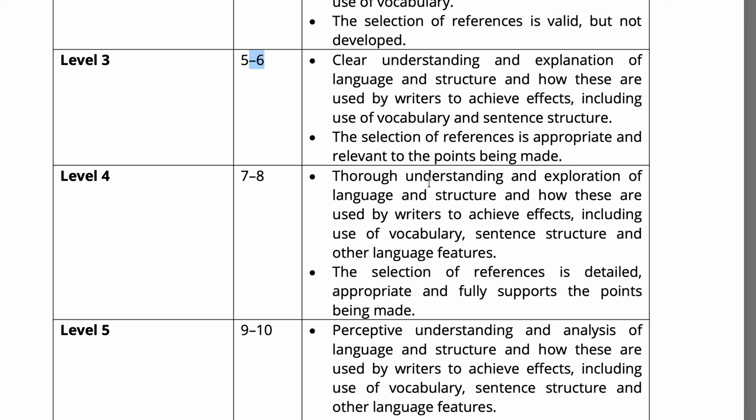Level 4 is thorough understanding and explanation of language and structure and how this is used by the writers. Again, you're saying, okay, the writer uses this, why he used it, because of this, what is he trying to get to? He's trying to persuade the readers. You're giving the facts. And you're also talking about the vocabulary. Okay, his choice of vocabulary is unique. He's describing cookies with the word, I don't know, scrumptious. The word scrumptious means delicious. You're describing those words, and that's exactly what the examiners like to see.